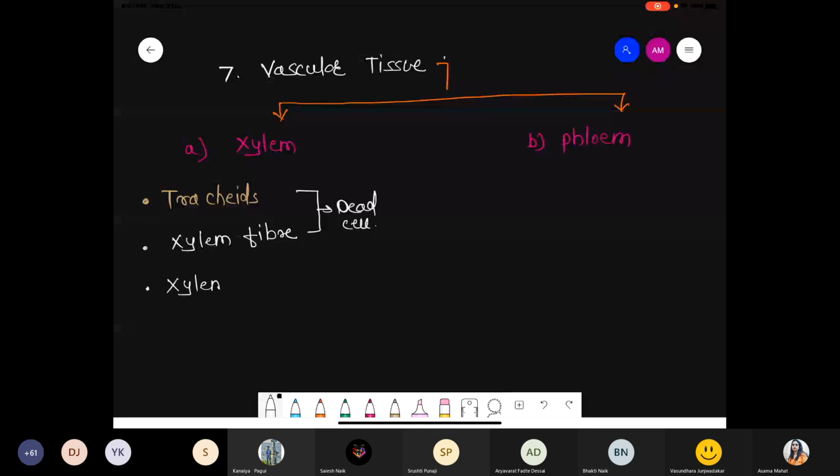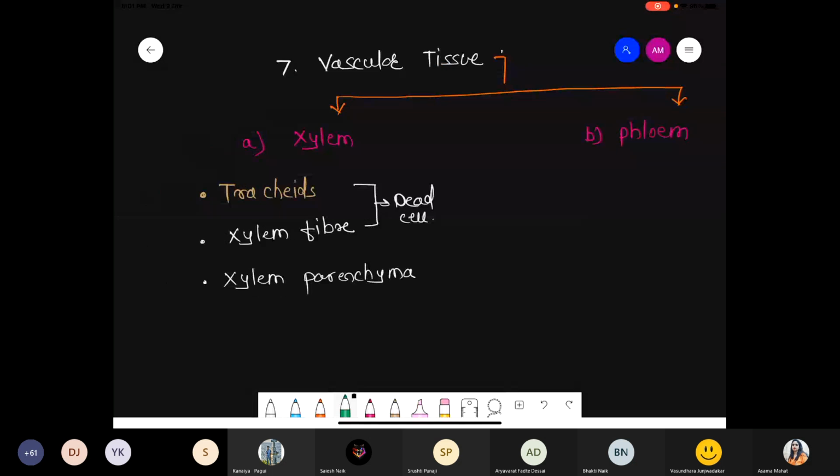Xylem parenchyma. So these are the three cells which are specifically present in the gymnospermic plant. Tracheids, xylem fiber, and xylem parenchyma. These are the cells present in the gymnospermic plant.